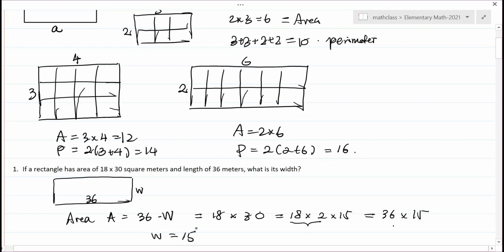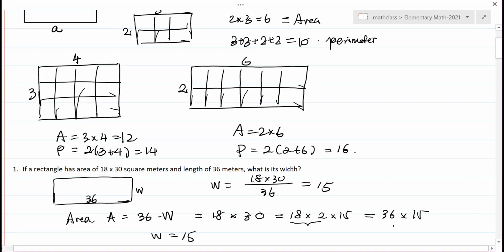Okay, right? So you get 15. Or you can also get it by dividing both sides by 36, then use a calculator, just do the computation. You still get 15. Okay, you divided both sides of the equation by 36.